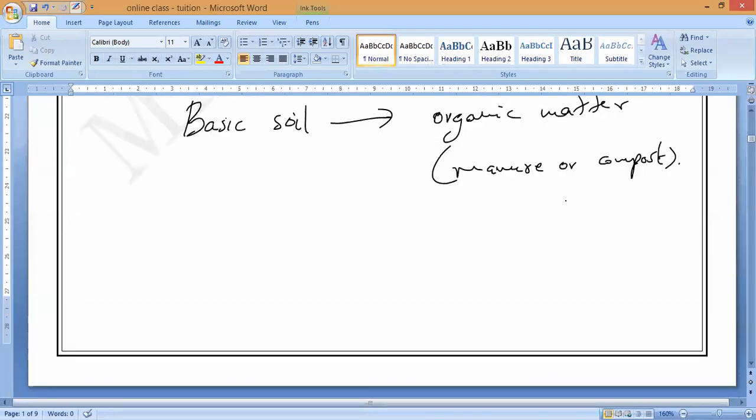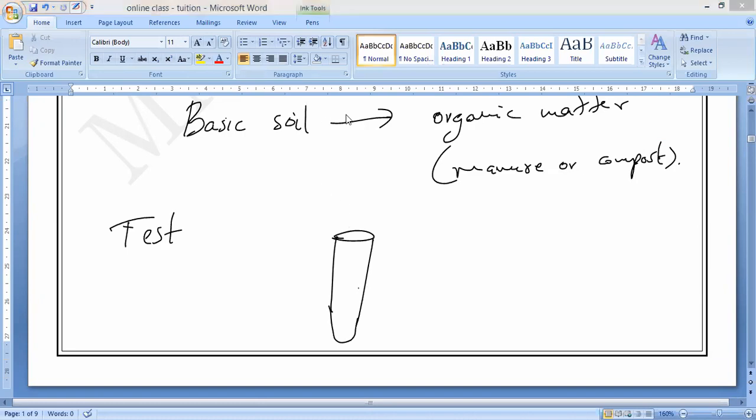Now, how to test whether the soil is too acidic or basic? What do we have to do? Testing method ourselves. How to test? Taking 2 grams of soil in a test tube and mixing it with 5 ml of water, then filtering it with filter paper, and then using a pH paper or universal indicator, we test it. Very good, Vaishnavi.